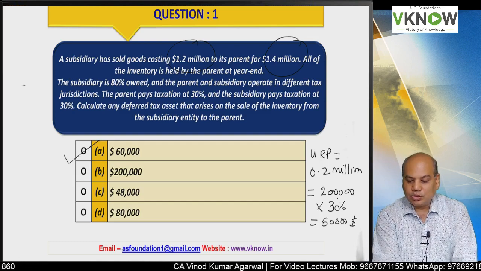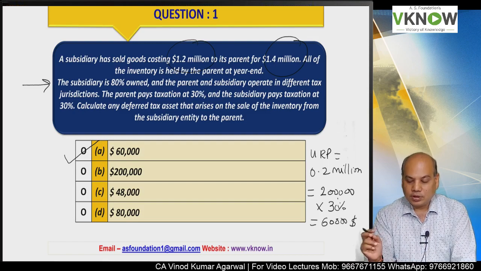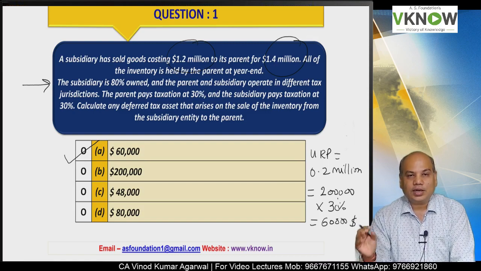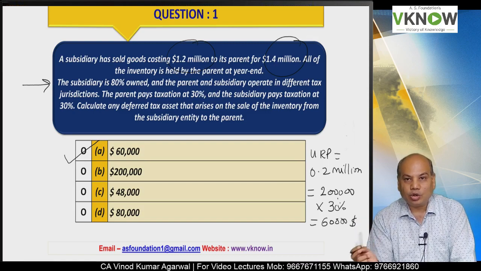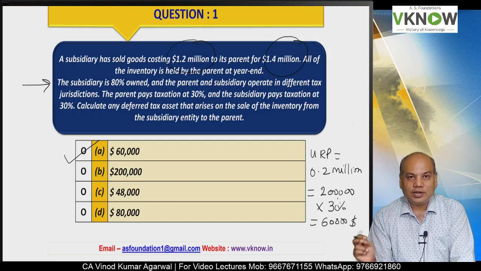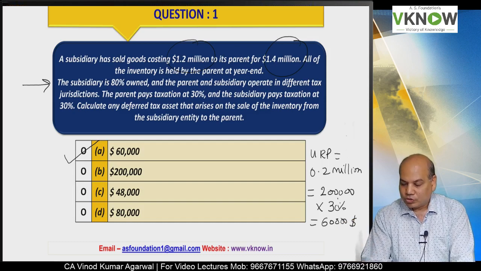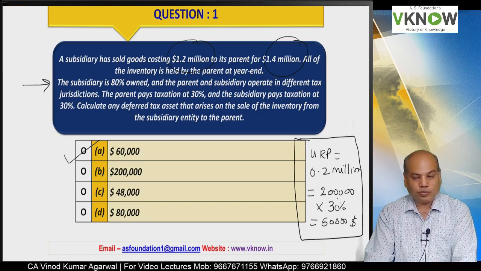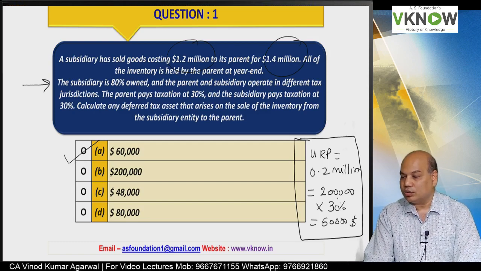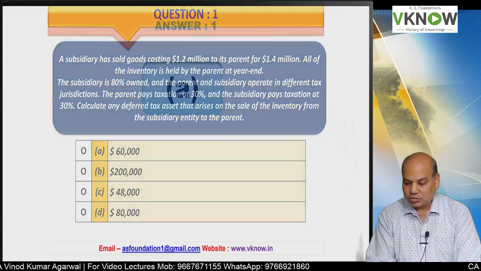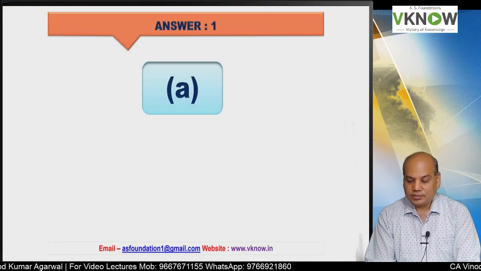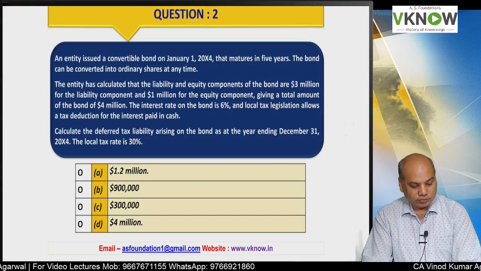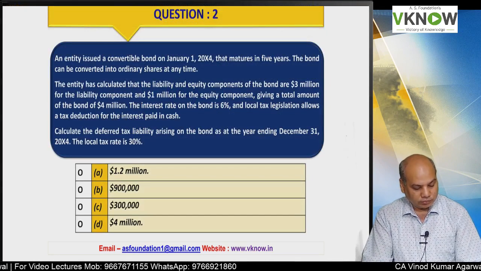This 80% owned is not important. The unrealized profit on stock is 2 lakh. Deferred tax asset will be created on 2 lakh, that is coming to 60,000. If you want to write the working note for this, you can write 2 lakh into 30%, $60,000. Answer is A.